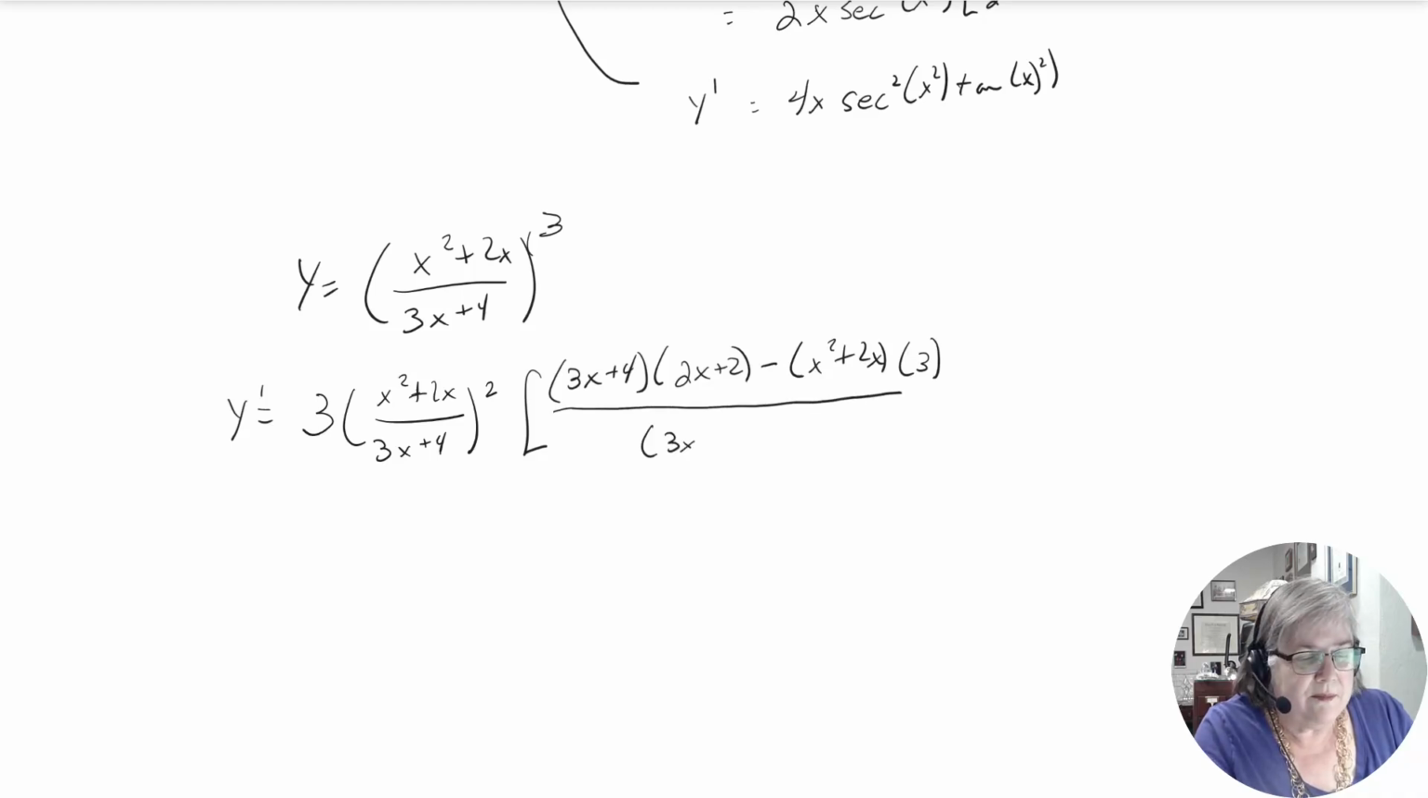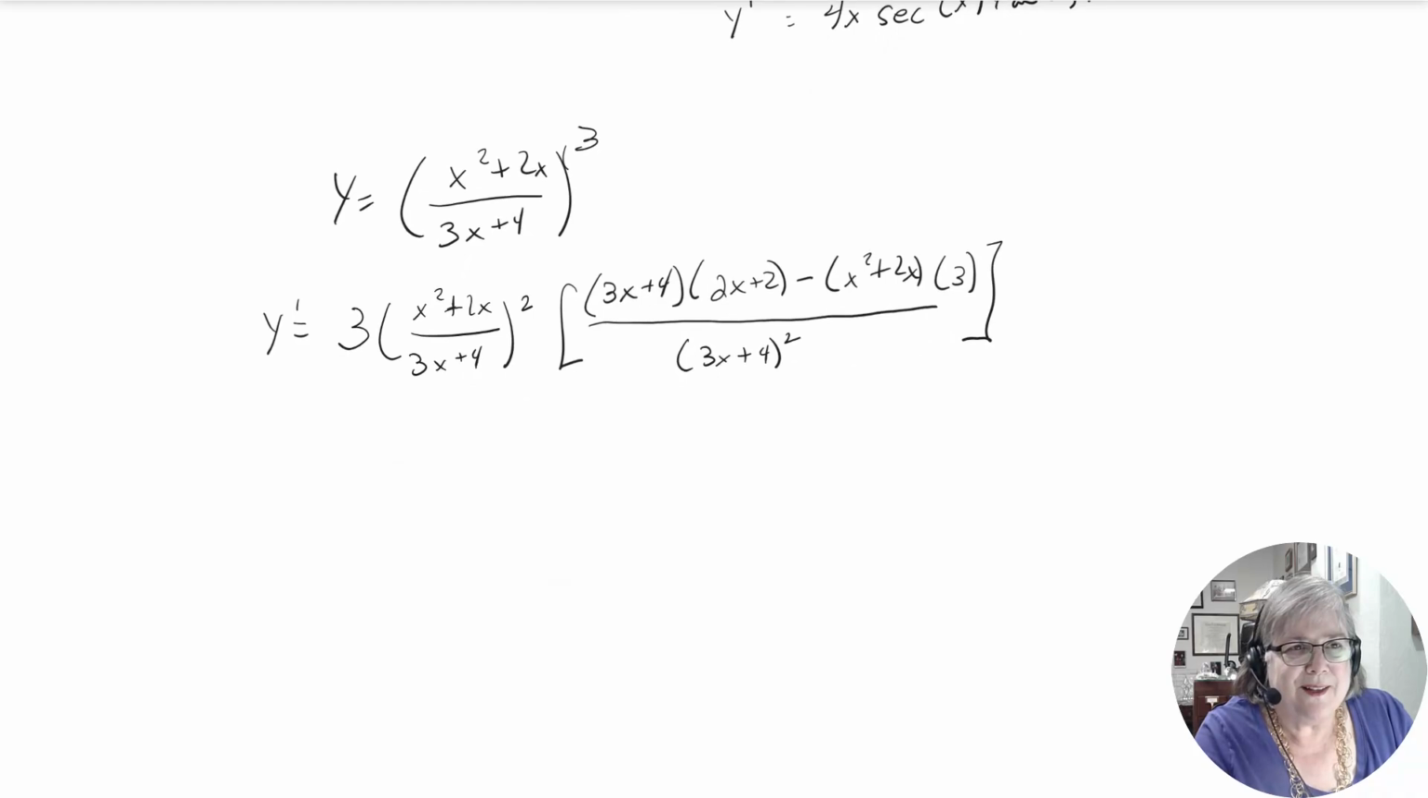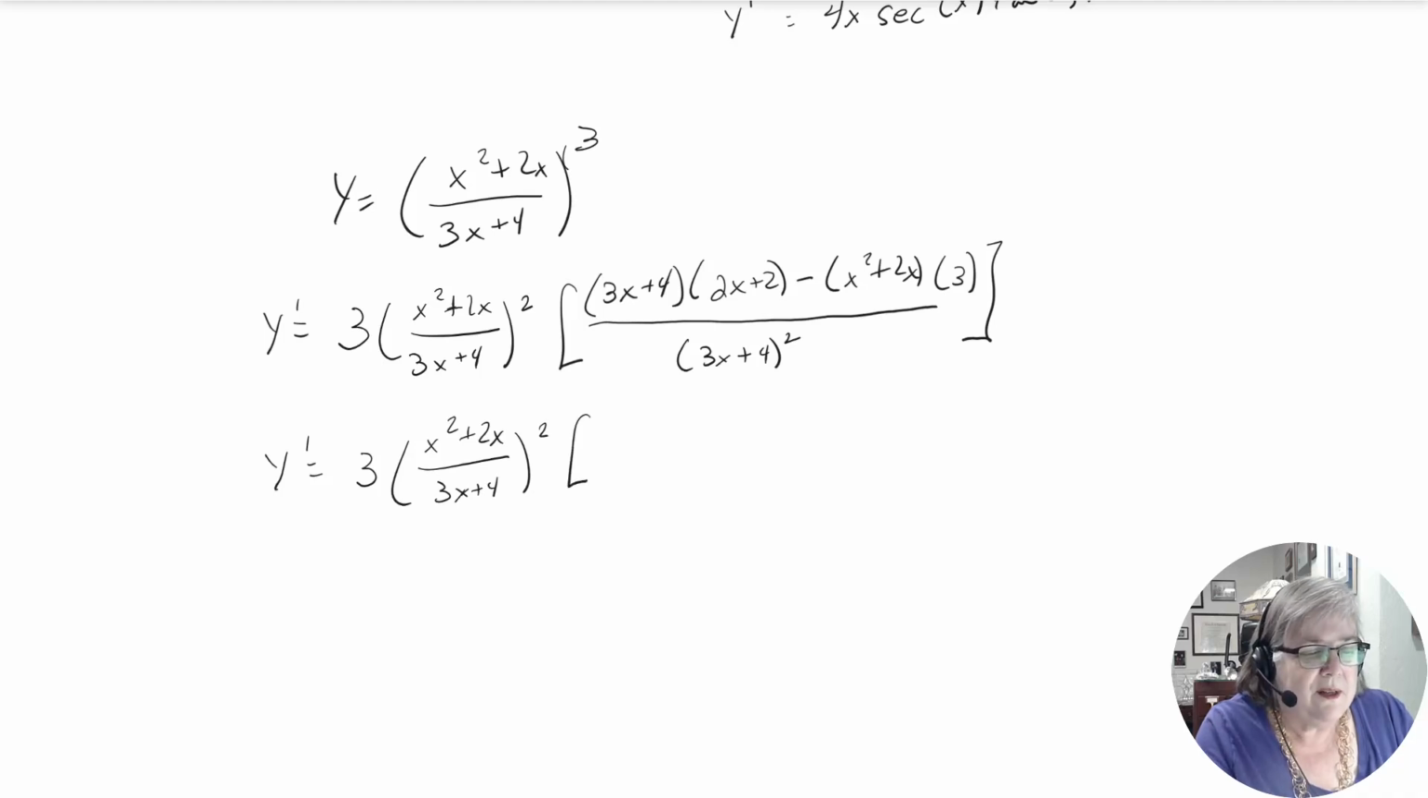over the bottom squared. If you don't have that clearly defined in your mind, that you start with the denominator, right, when you're going the bottom times the derivative of the top, it's going to really impact all the problems that require the quotient rule. So please be careful. So here's 3. Here's my x squared plus 2x over 3x plus 4, squared times. And when I clean up this numerator, I would have 3x squared plus 8x plus 8 over 3x plus 4 squared.